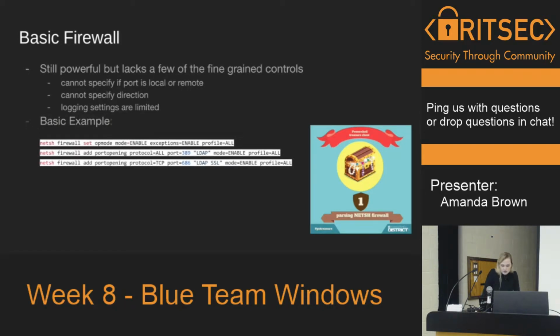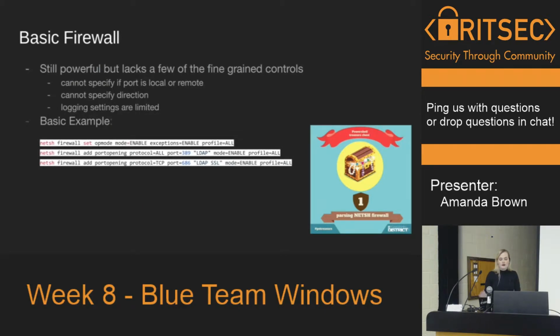So if you look at the examples, the very first line is enabling the firewalls for all the profiles. In Windows, there are 3 different profiles. You have public, private, and domain, I believe, or network. And in the next 2 examples, you can see that you're opening the port for LDAP and LDAP SSL. And like I mentioned, you're just in general opening this port. You aren't specifying any direction. You can't specify if it's local or remote.